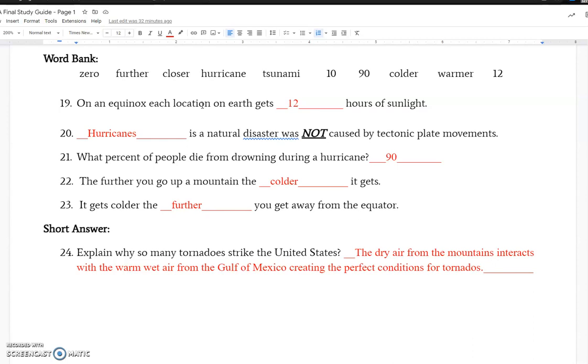And 24, explain why so many tornadoes strike the United States. Remember, we talked about how the air comes up and over the Rocky Mountains. When it comes back down off the other side of the Rockies, it's very dry air, and it's moving more towards the east. Well, you get air that's coming up from the south, from the Gulf of Mexico, and it collides. Those 2 air masses collide there over the middle part of the country. And it's that collision of air that pushes air up, but also allows for rain and other things.